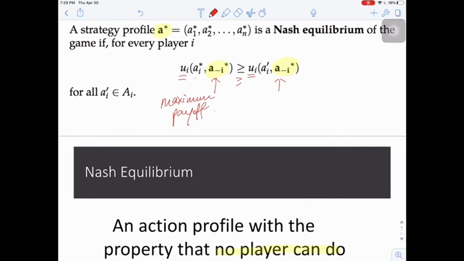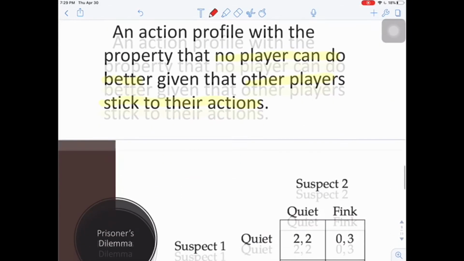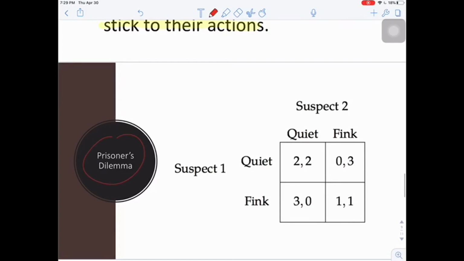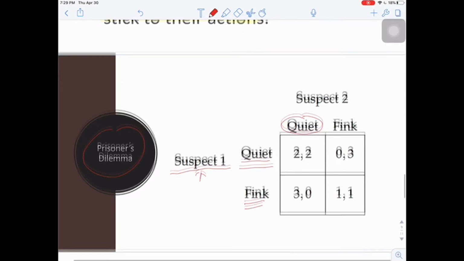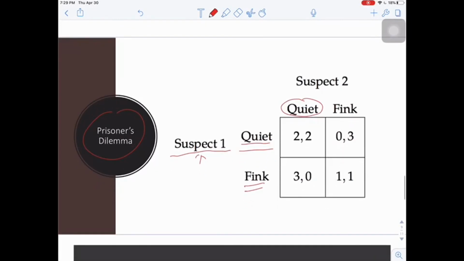So let me explain the Nash equilibrium in a game context. Again, we are using the game of prisoner's dilemma. For example, I'm suspect 1 and player 1. By knowing that player 2 will play quiet, I will choose between be quiet or think. So I will compare my payoff. I will get a payoff of 2 if I choose to stay quiet, and I will get a payoff of 3 if I choose think. So definitely I will choose think. The same applies if player 2 chooses think. I will choose think because 1 is greater than 0.